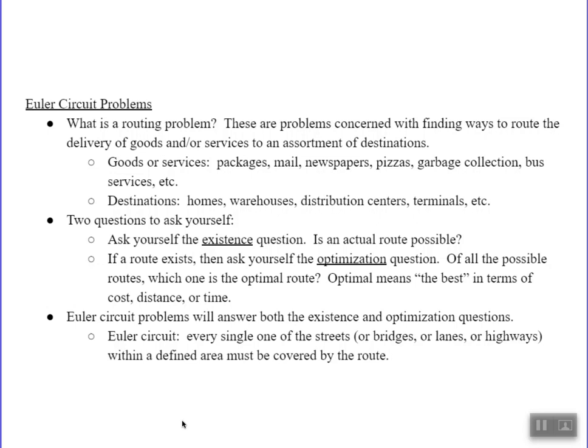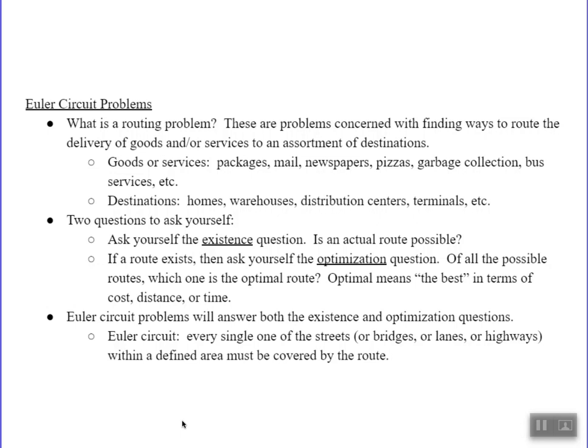So there are 2 questions to ask yourself. First, you need to ask, is an actual route possible? We'll talk more about this in a minute, but an Euler circuit involves taking all possible paths exactly once and ending where you started. So, is that route actually possible? And second, if it is possible, what is the optimal route?